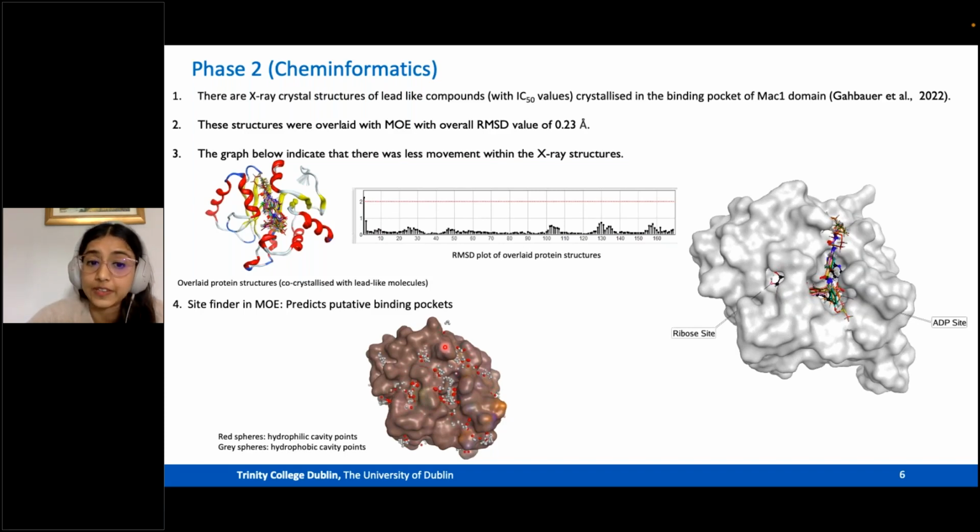It also flooded the site where the actives were co-crystallized, so it was suggesting that this is a really good binding pocket as well. But what we thought was most interesting were the other sites that we wanted to explore and target. So I'm going to talk about it in the next slide.